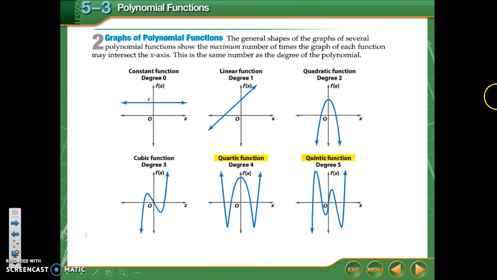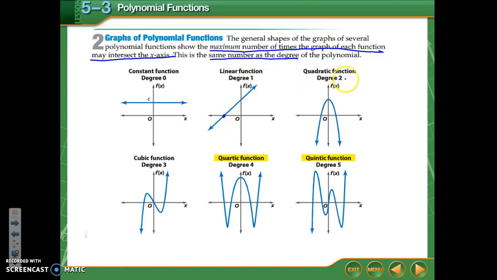Okay, let's talk a little bit more about what graphs of polynomial functions look like. The general shapes are shown here. This shows the maximum number of times that a graph can cross the x-axis. And that's always going to be the same as the degree. So for example, a constant function is a horizontal line. Its degree is 0. It never crosses the x-axis. A linear function has a degree of 1. It crosses the x-axis once.